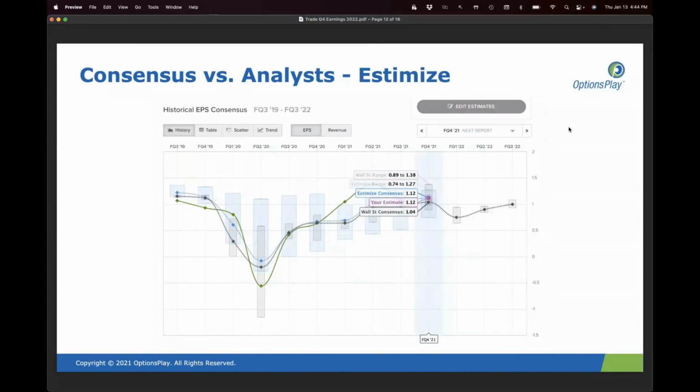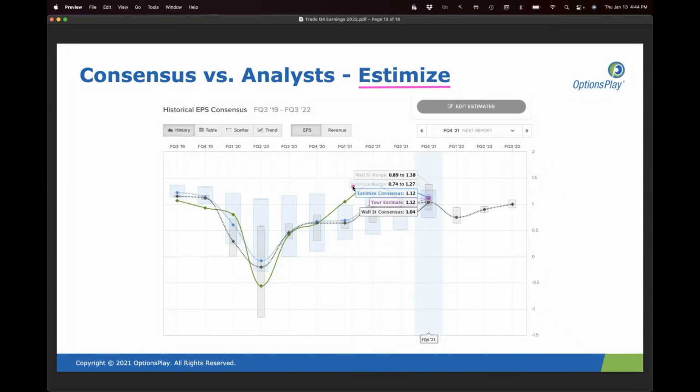The second thing I like to look at is, where's the consensus versus where analysts are currently expecting? And this is where I use a service called Estimize. And this is a service that you guys can all sign up for. It's free of charge at estimize.com. The platform is free to use as a retail investor if you contribute to the platform. And what you can see is, what do contributors on the platform expect versus what Wall Street analysts are expecting?